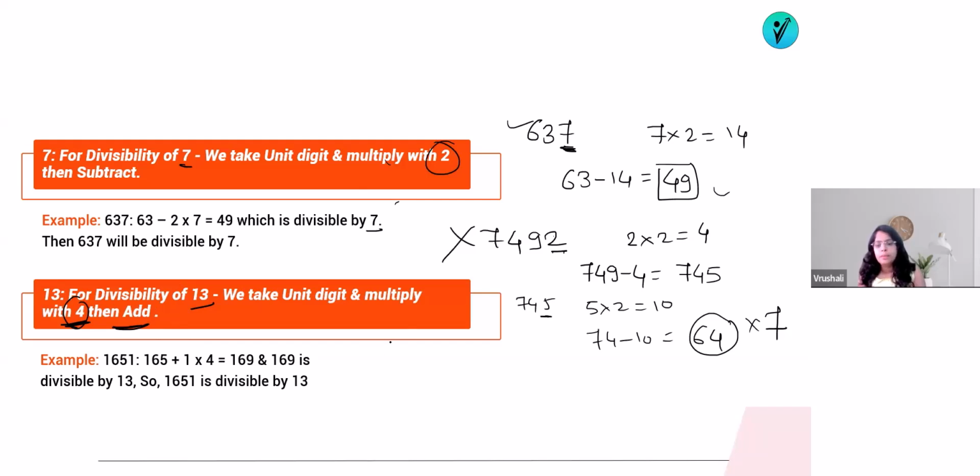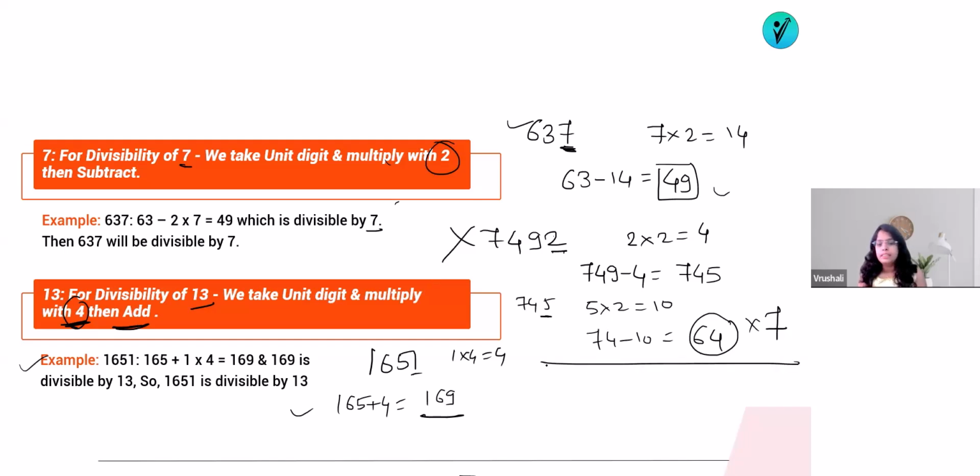So for 13, for example, my number is 1651. You will take the unit digit. 1 into 4 is 4, so you will add it. 165 plus 4 is equal to 169. I know 169 is the square of 13, which means this number is divisible by 13. So the whole number will be divisible by 13. If you are not sure about it, you just have to check whether this number is divisible by 13. As we know, 169 is the square of 13, so the whole number will be divisible by 13.